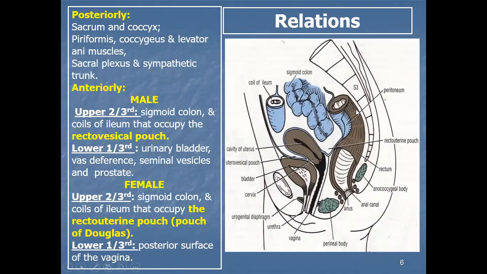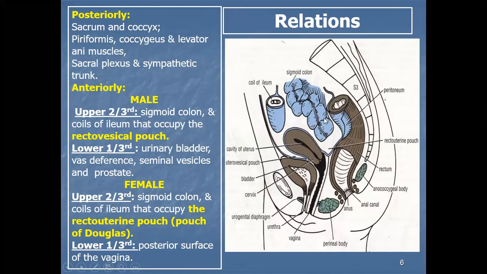Female, so in the upper two thirds we have a pouch here. This is called the rectouterine, as I said. So between the rectum and the uterus, it is called the rectouterine pouch. In case of male, it will be rectovesical. In case of female, it will be called the rectouterine pouch, or clinically called the pouch of Douglas. Very important pouch, because in case of carcinoma of the ovaries and other things, the most dependent part and fluid collection will be here. That's why it is called the pouch of Douglas.